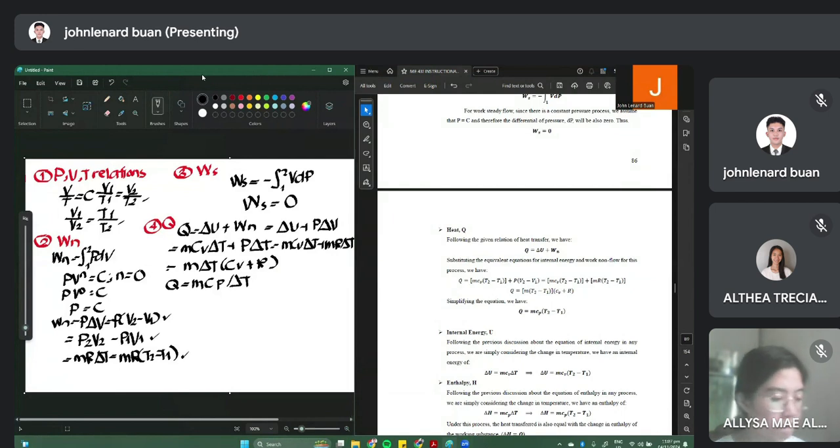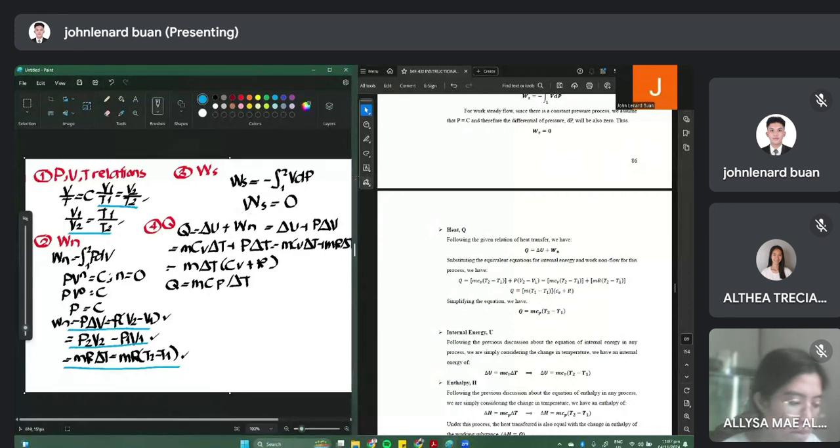Lagyan pala natin ng underline yung mga equations. This, this, this. And this one is not an equation, but yes, pwede natin yung isagot. Pwede rin natin to, this one. And that is for heat. Again, heat is equal to mCp delta T.